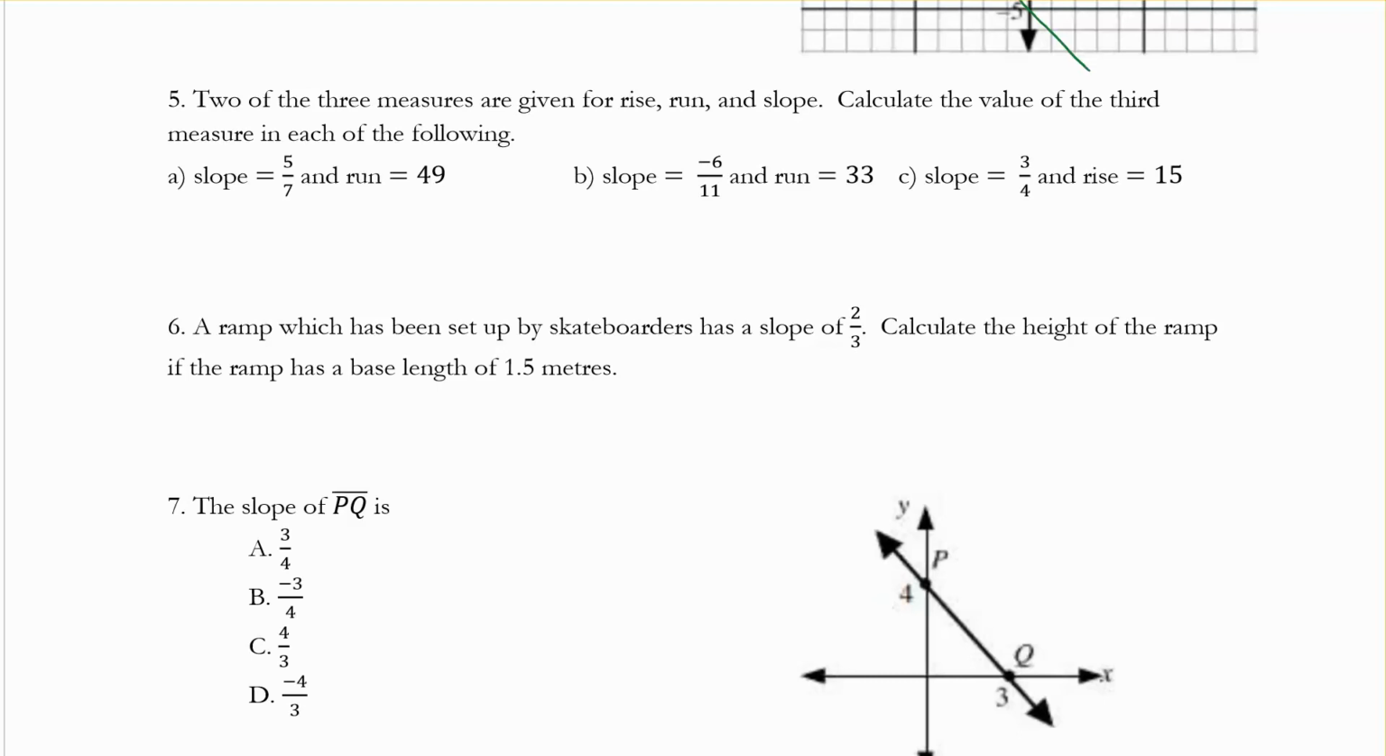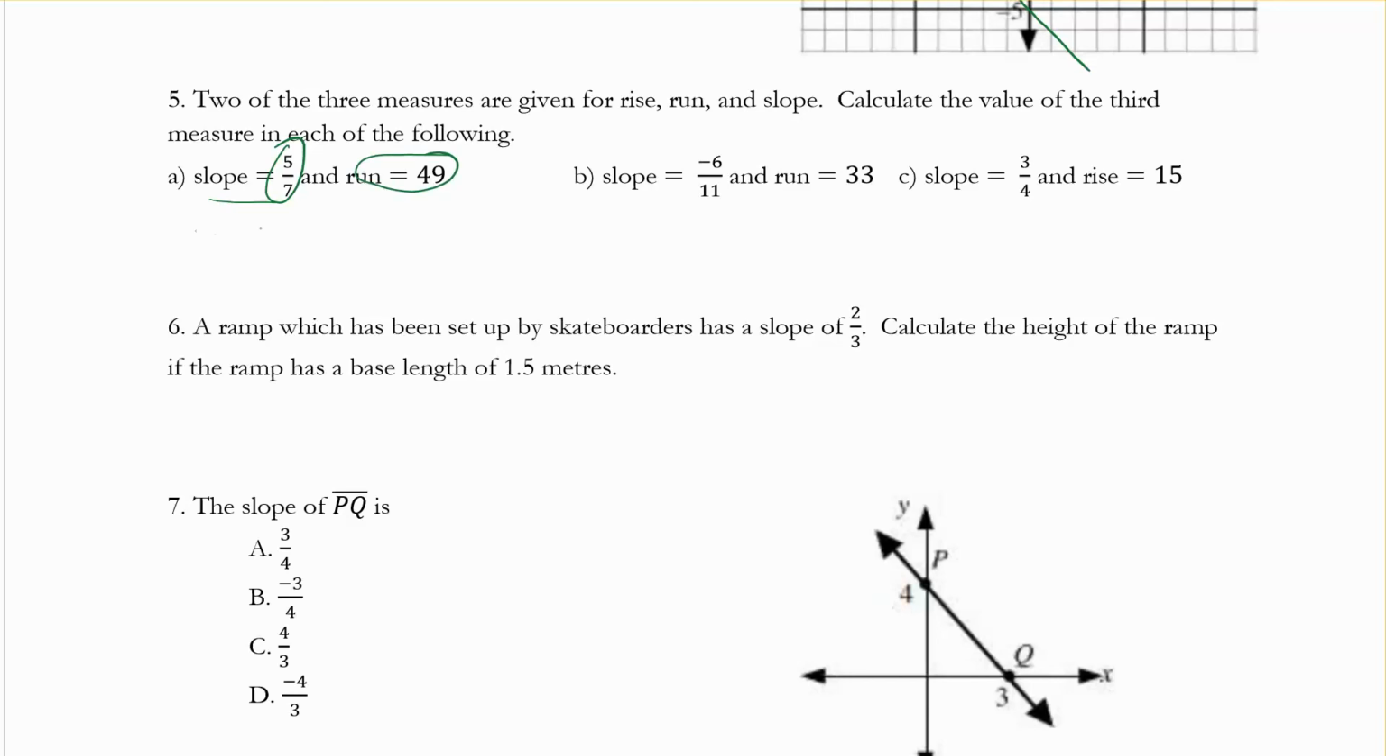So this one here, just a little bit of algebra. It's not too bad though. We're going to use our slope formula. So I know that the slope of this thing is 5 over 7, and I want to know, if they give you the run of 49, what the rise was.